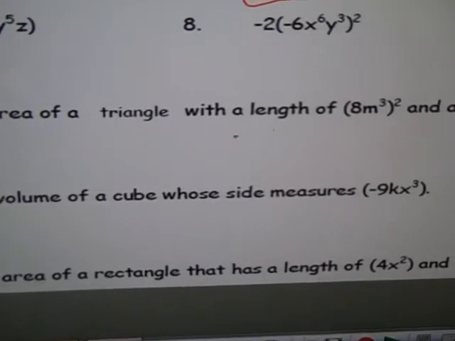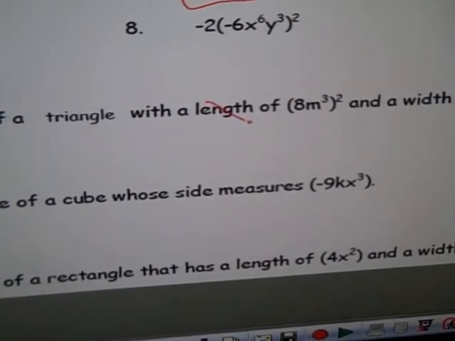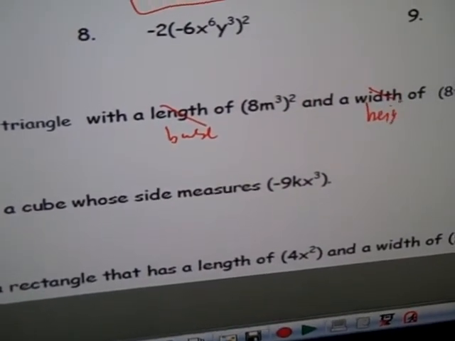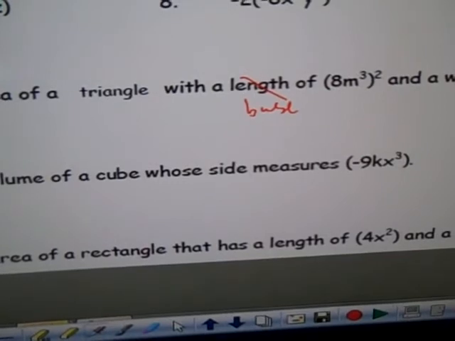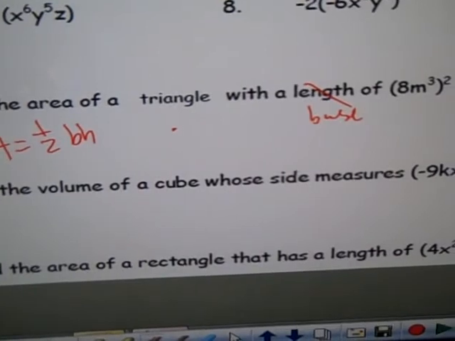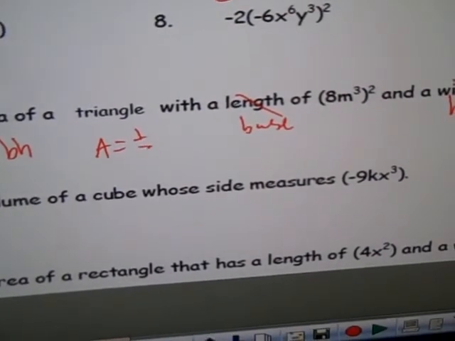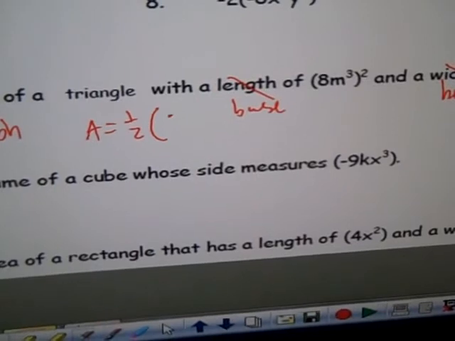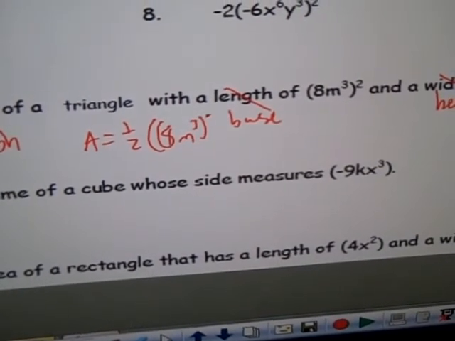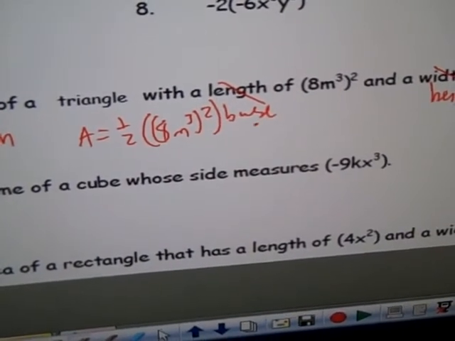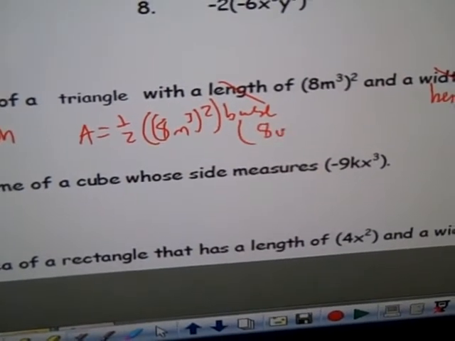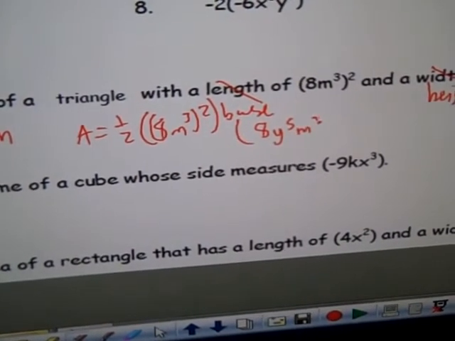Finding the area of a triangle, length and width. Let's change that length to base and width to height. It's probably a typo. For the area of a triangle, we can just write the formula 1/2 base times height. And substitute what we know. Base is 8m cubed squared. And then we're multiplying that with height, which is 8y to the 5th m cubed.